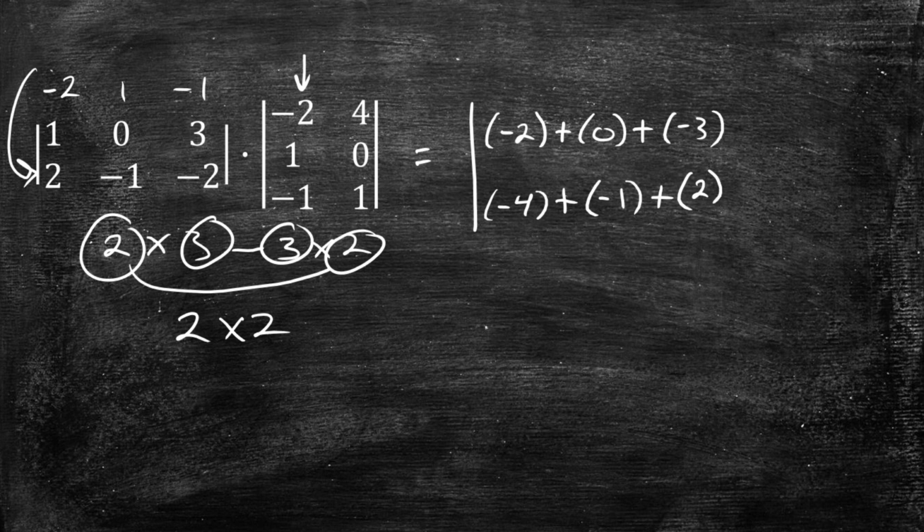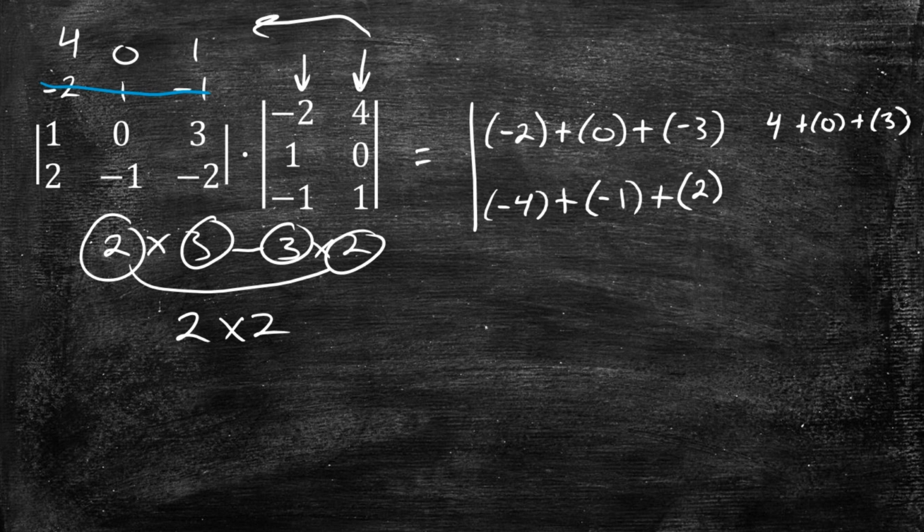All right, so our first set is done. Now let's go ahead and bring over our second column here. So 4, 0, and 1. 4 times 1 is 4. So we got 4 plus 0 plus 3. And then the second one is going to be 4 times 2, which is 8, plus 0 plus -2.